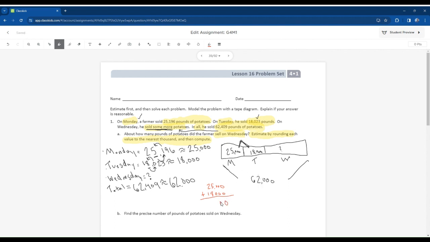So zeros in my ones, tens, and hundreds. I had 2 zeros. 5 plus 8 is 13. Bring down my 3, carry my 1. And they sold 43,000 pounds on Monday and Tuesday. So I'm going to put that up here. Now I've combined these amounts, and now I'm going to take away from the total, and that will leave me with just Wednesday. So 62,000 minus 43,000.